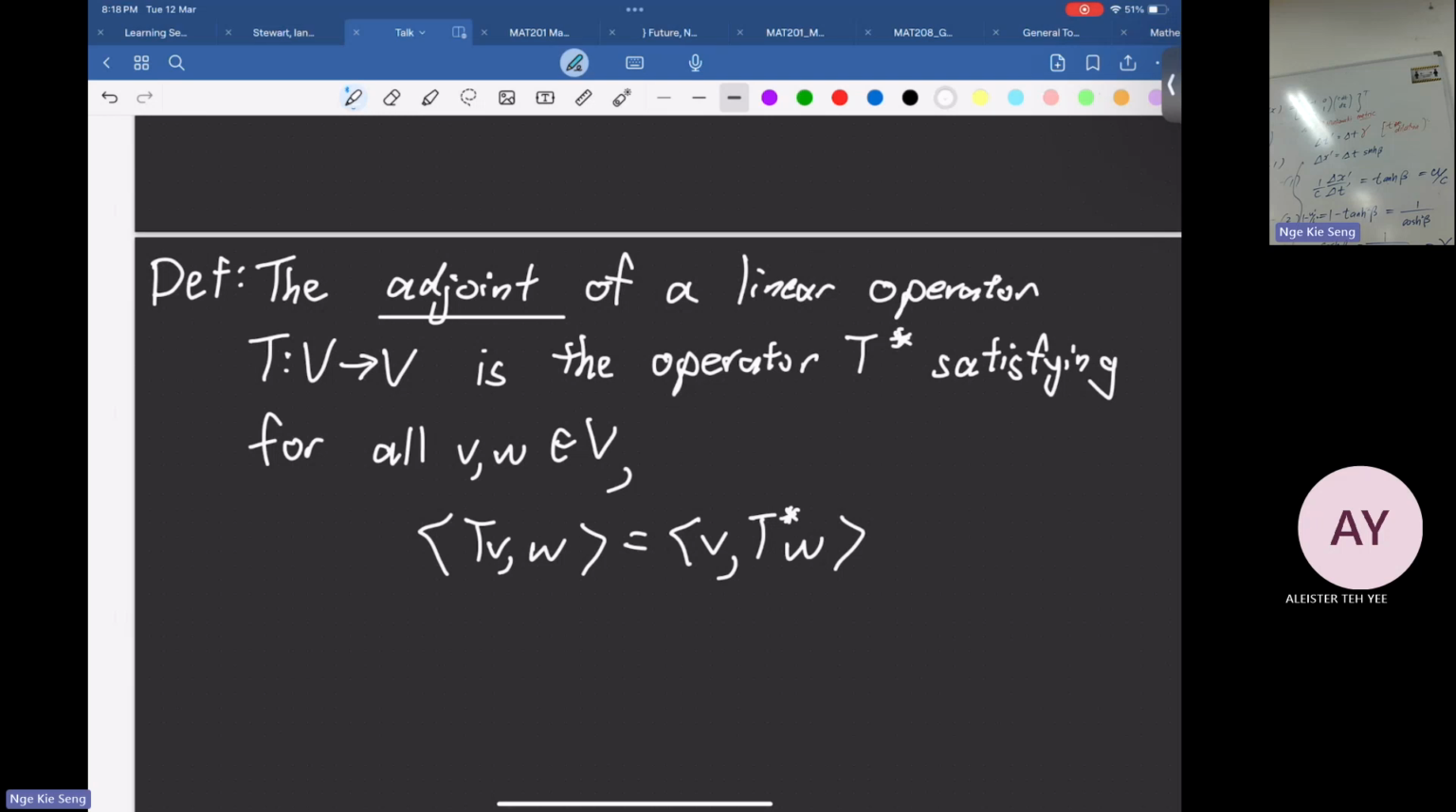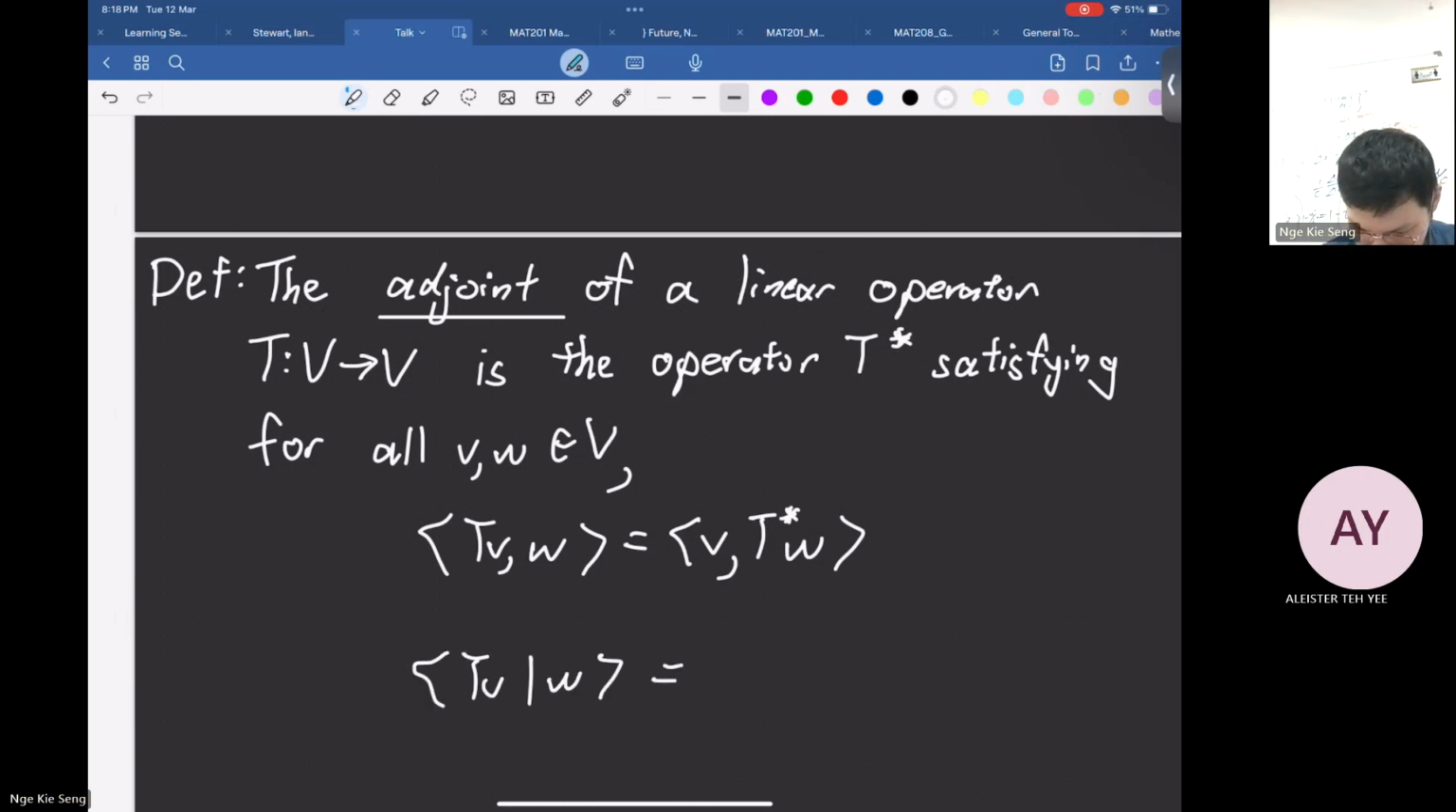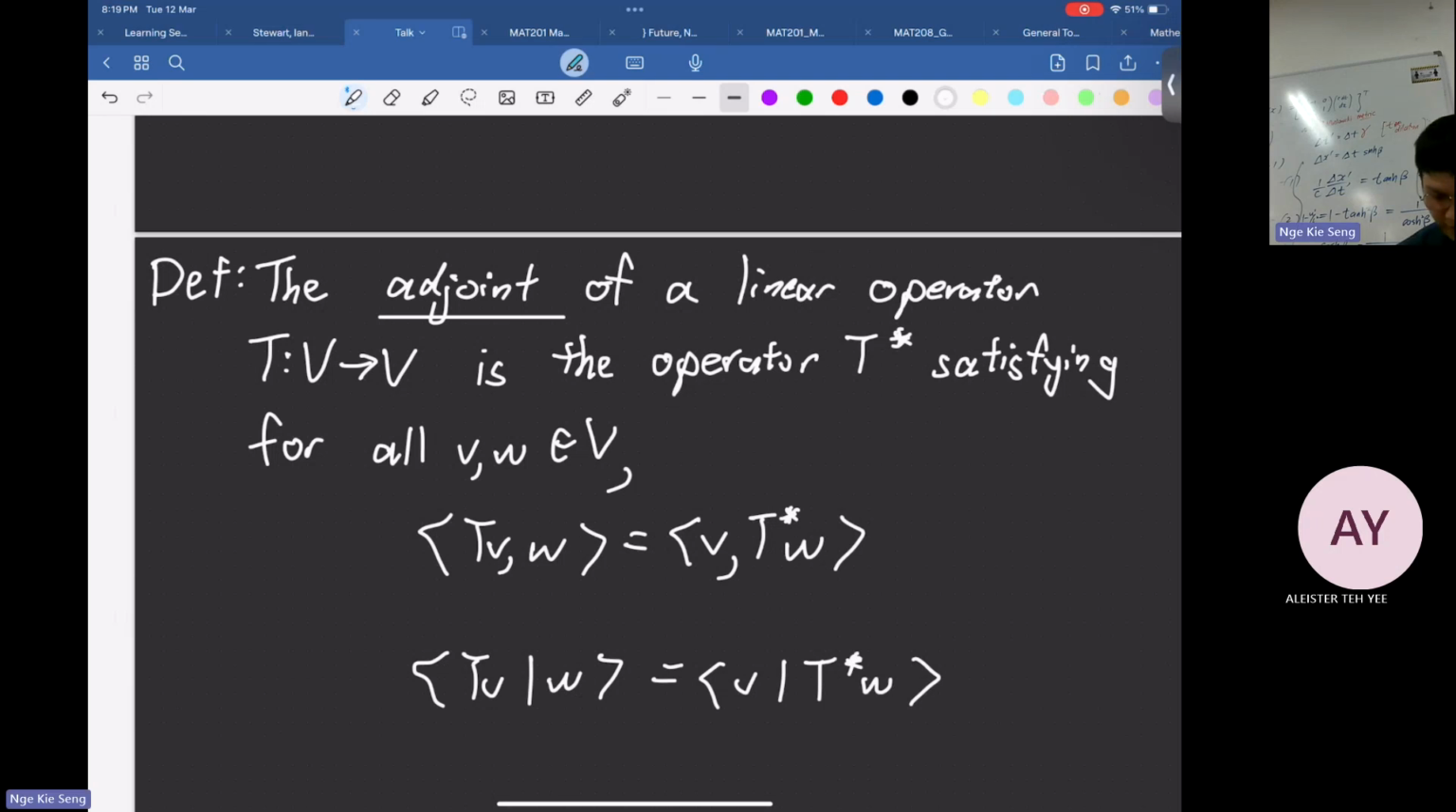Bra is the adjoint of the ket. No, I mean, how do you write this in bracket form? Is that enough? Yeah, I think so. Is it correct or not? Yeah, I think that's true. Let me write it down. So this is what you suggest, right? This is the dagger notation.